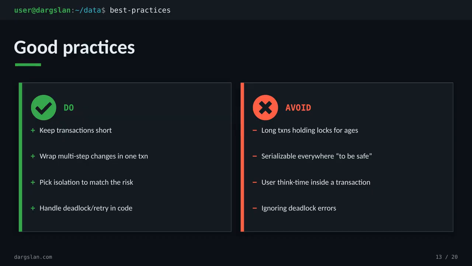Keep your transactions short, wrap related writes into a single unit, match the isolation level to the actual risk, and treat deadlocks as a normal outcome you retry in code, not an exception you swallow. On the flip side, avoid the classics: transactions that hold locks forever, blanket serializable just to feel safe, waiting on user input mid-transaction, and ignoring deadlock errors when they fire.